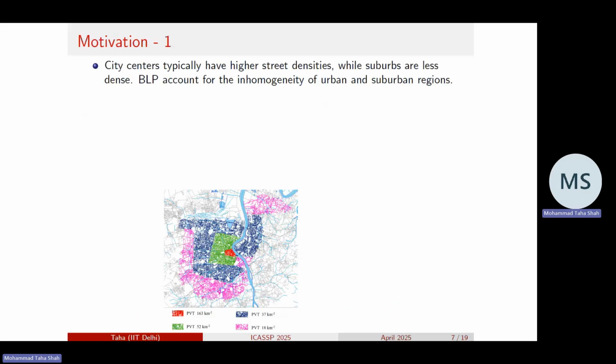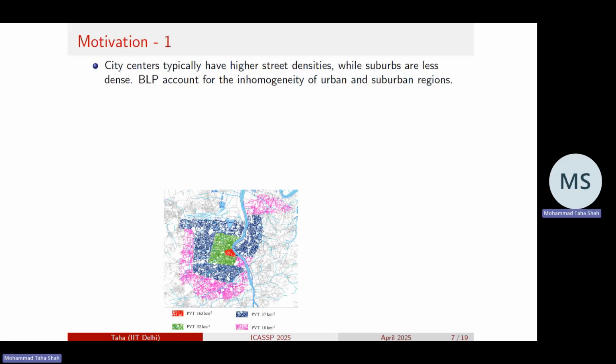And this brings us to our first motivation. One of the key motivations for this work is the inhomogeneity of urban and suburban regions. City centers typically have higher streets and vehicle densities, while suburbs are less dense. The variability is often overlooked in classical models like Poisson line process, Poisson-Voronoi tessellations, and many more. The figure here shows the built-up area of Borodо city, illustrating how street density changes across different parts of the city. The red part has been modeled by a higher intensity based Poisson-Voronoi tessellation, but as you move out, the intensity used to model these lines is decreasing. So instead of using a multi-intensity based Poisson-Voronoi tessellation, we want to capture this inhomogeneity using binomial line process.